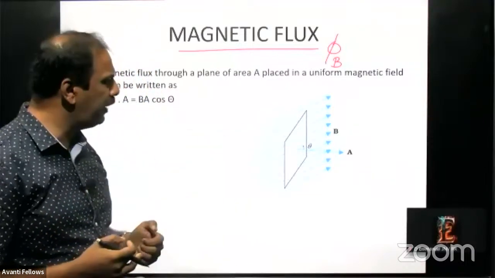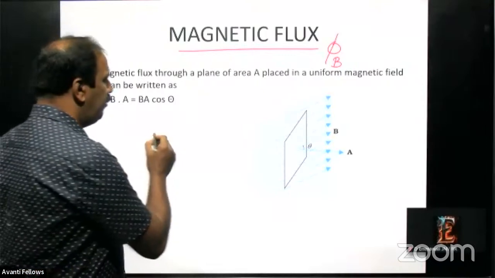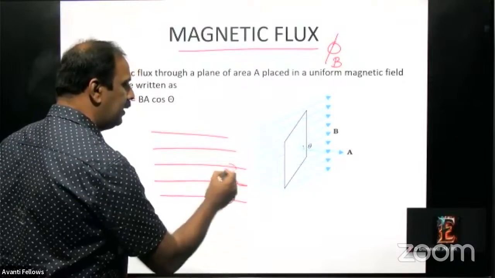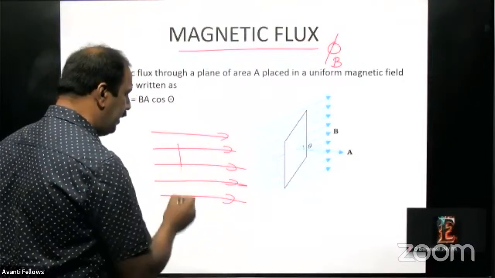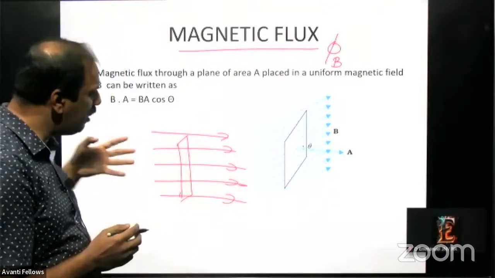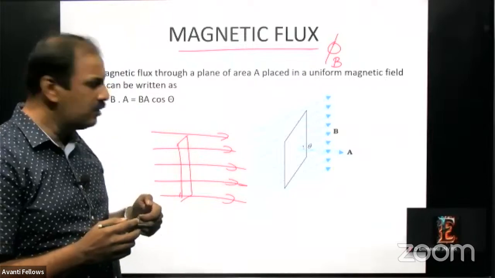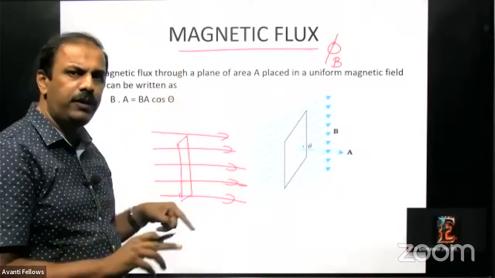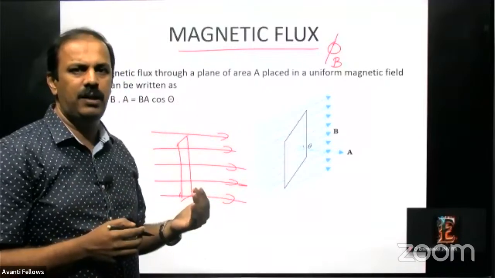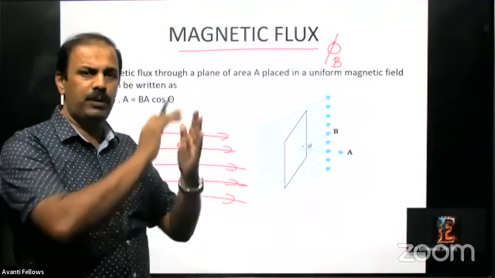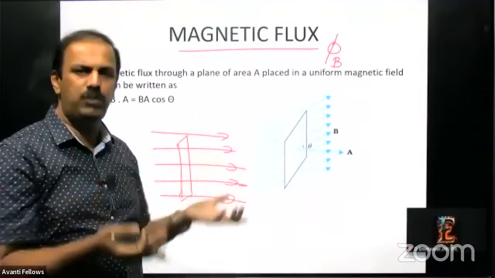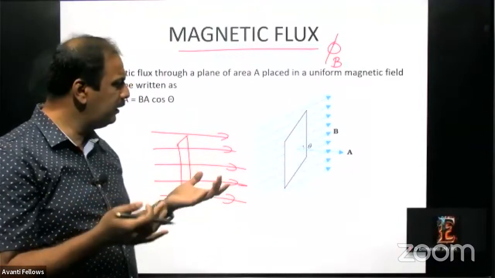Now, what is this magnetic flux? When you have the magnetic field like this, if you have an area kept here, some number of field lines are passing through it, or some amount of field is passing through it. That total number of field lines, or total amount of field passing through that area, is called magnetic flux. So it is not per unit area. If you have a big area, more field lines will be there, so the flux will be more. I think that concept is clear.